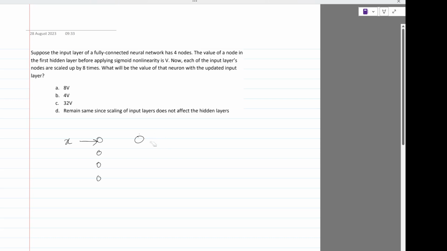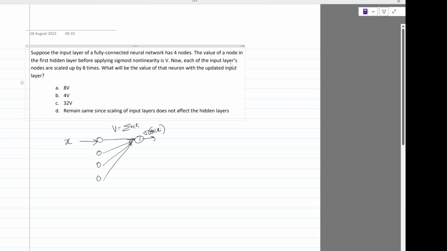Value before applying sigmoid, sorry. So whatever you are getting here, there are two halves. One will be summation Wixi and the output of this will be sigmoid of summation Wixi. So this part is V. Value of a node in the first hidden layer before applying sigmoid nonlinearity is V. V is equal to this summation that is input to this first hidden layer node.